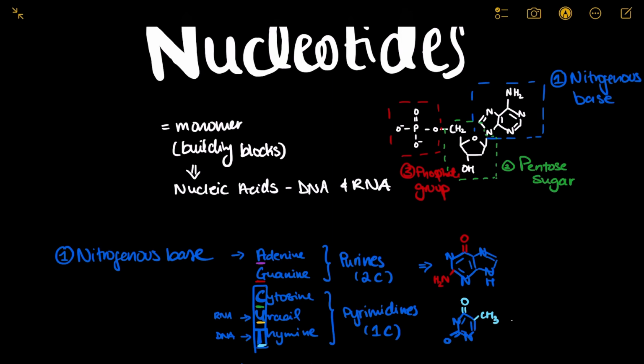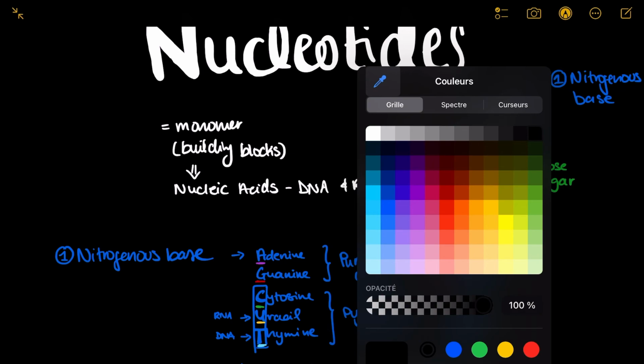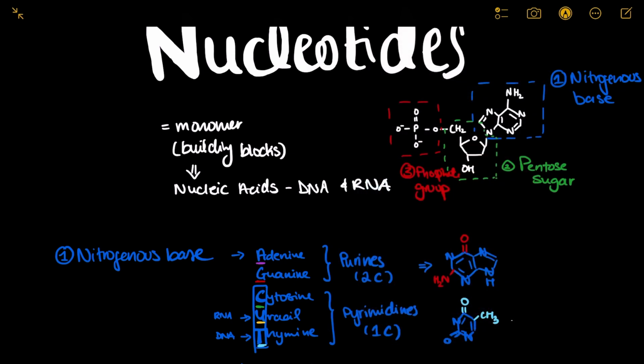And now what's important is also the bonds between the three different groups. So we'll take dark purple again to indicate them on the diagram here. Between the phosphate group and the pentose sugar, we've got a bond that's called a phosphodiester bond. And you can see the diester bond here with the oxygen. And the second bond is this bond here, between the nitrogenous base and the pentose sugar.